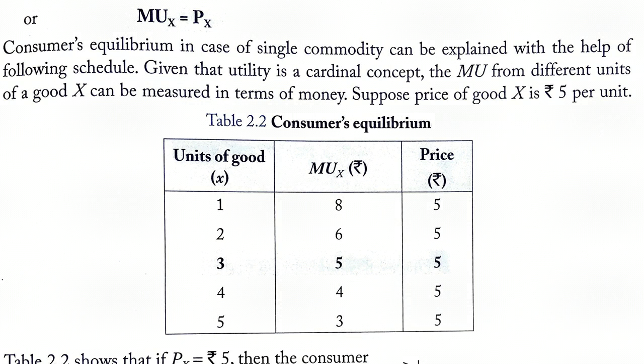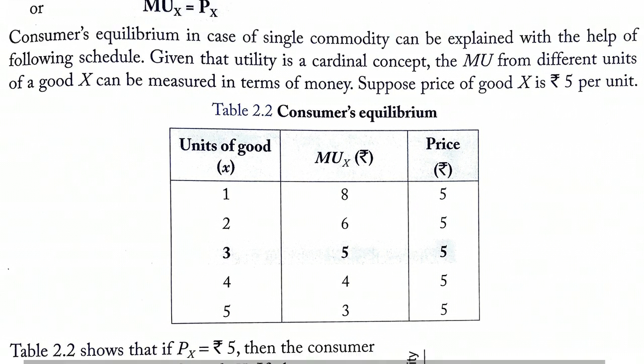assume that his money's worth has been derived, and if he continues the consumption of the commodity, his money will now go waste. So look at the fourth unit, you will observe that by spending 5 rupees he is having a marginal utility of 4, and gradually it is declining to 3. That means he is having a loss in terms of utility. That is why the third unit will be the level of equilibrium.